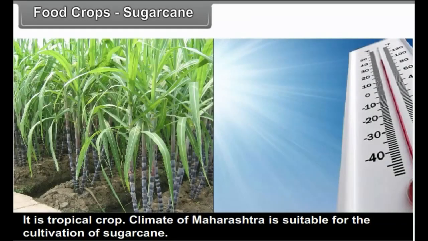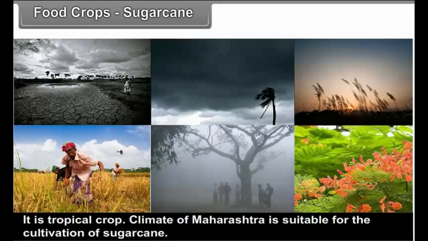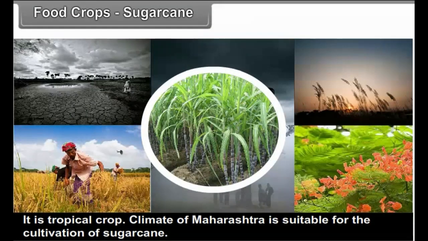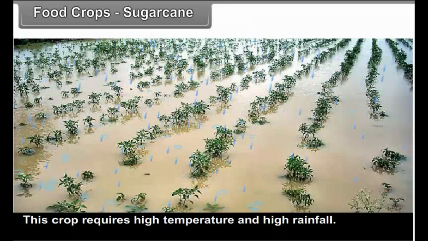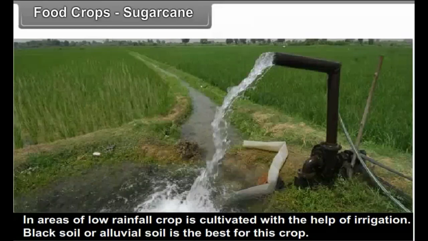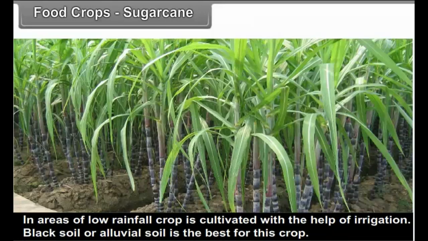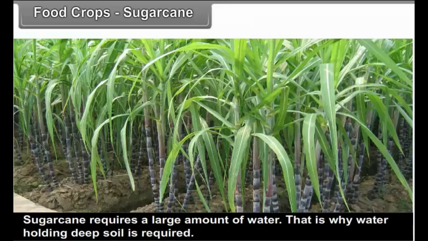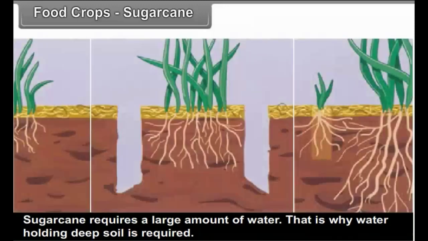Sugarcane. It is a tropical crop. Climate of Maharashtra is suitable for the cultivation of sugarcane. This crop requires high temperature and high rainfall. In areas of low rainfall, crop is cultivated with the help of irrigation. Black soil or alluvial soil is the best for this crop. Sugarcane requires a large amount of water. That is why water-holding deep soil is required.